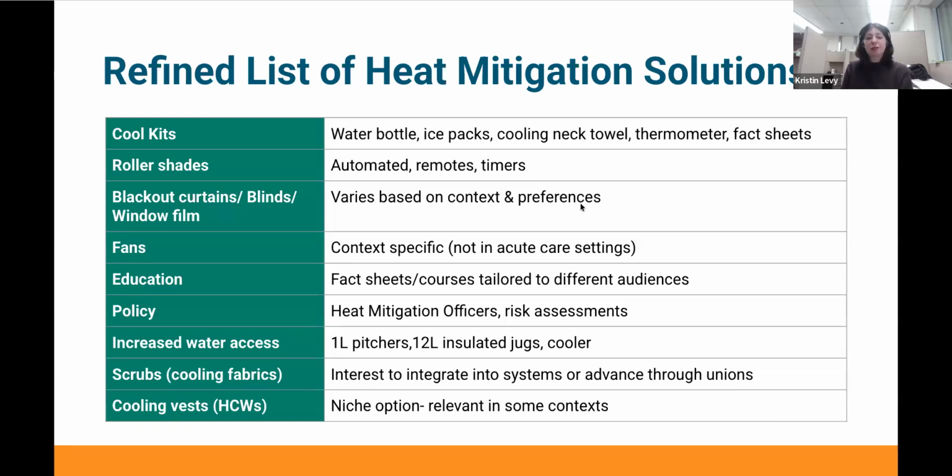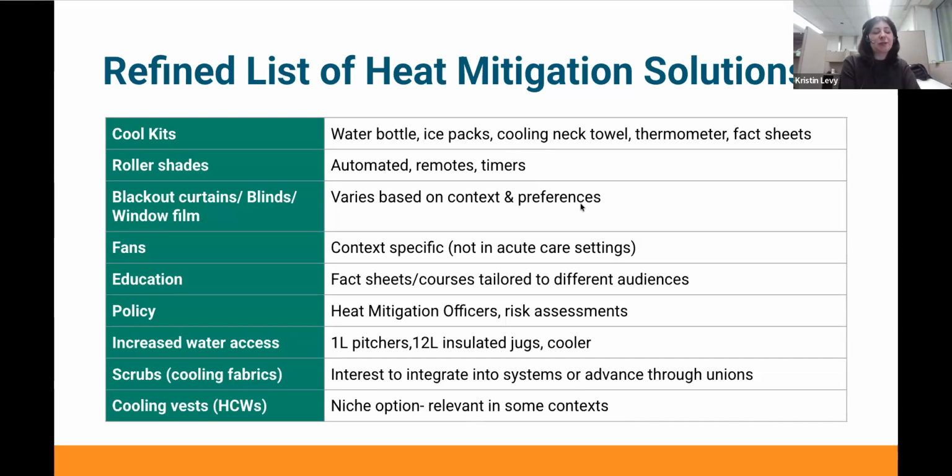Fans are another important option, but not in acute care settings because of infection control. So in some cases, we'll be able to distribute fans and see how people find them. And we have a variety of different fans we're looking at right now.